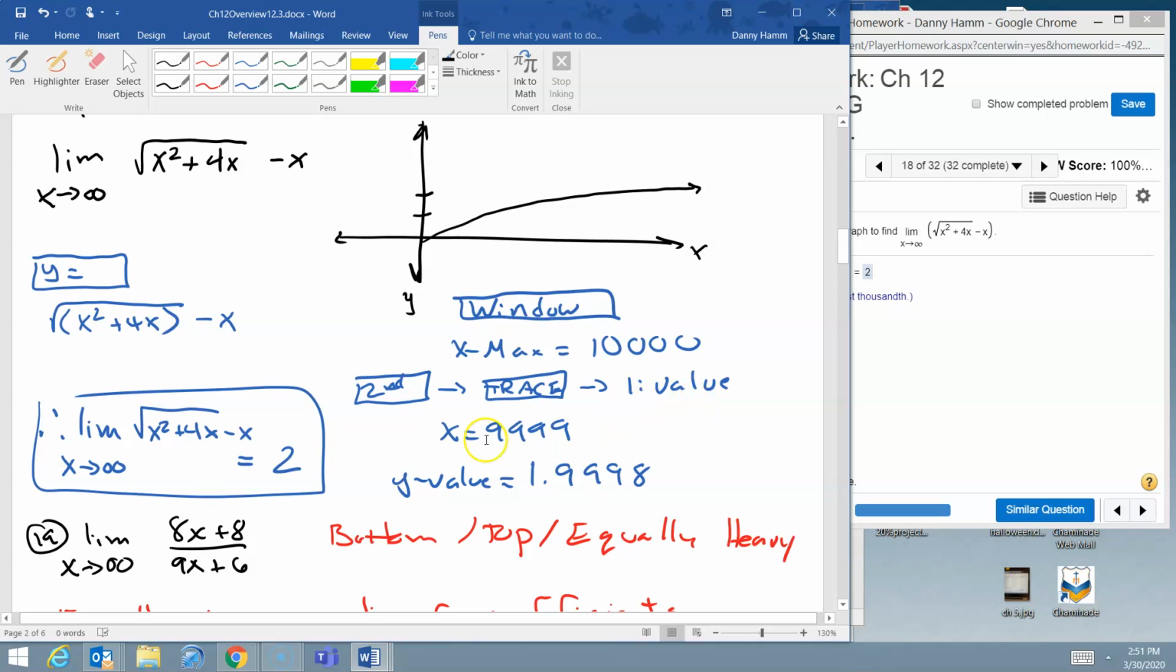We're finding the value. I put in a number that's a little bit less than this. If I put in 10,000, it'll just say error. If I put that in, the y value that it gives me is 1.998, which is rounded up to 2. So that's what these 3 dots are, therefore the limit as x approaches infinity for this function is 2.